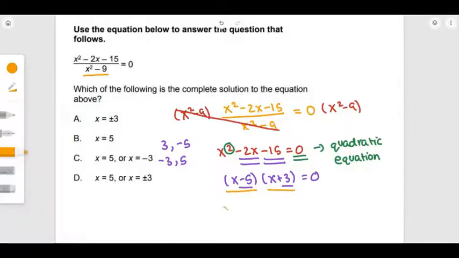So x minus 5 equals 0. We're going to add 5 to both sides. So it's going to be x equals 5. And the other one, the same thing. We're going to move the 3 to the other side. It's going to give us x equals negative 3. Now we have two values of x. Now we need to check our answers by substituting x into the equation above.